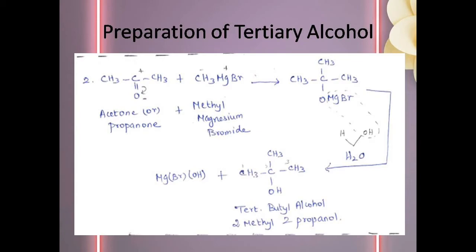Here oxygen becomes negative and carbon becomes positive. The same way in methyl magnesium bromide, magnesium becomes positive and CH3 becomes negative, and we get one complex compound. Afterward water will be added. Water is split into H and OH. The OH always goes to MgBr, so we get the product, tertiary butyl alcohol.